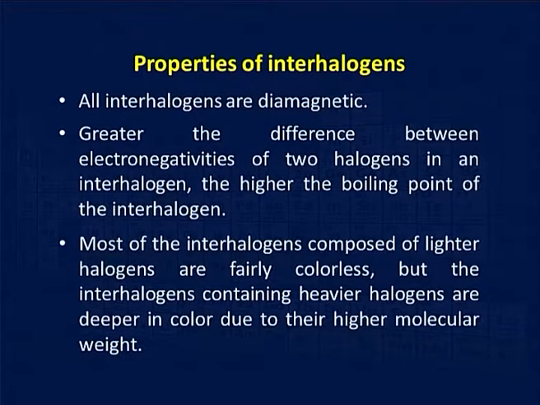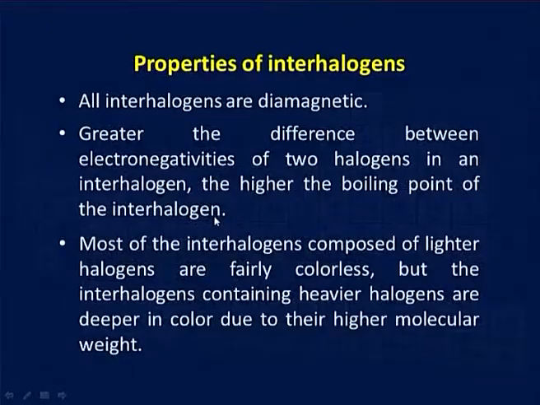The greater the difference between the electronegativities of two halogens in an interhalogen, the higher will be the boiling point of the interhalogen. This means the boiling point is related to the electronegativity. With an increase in the electronegativity difference between the two halogens, the boiling point is supposed to increase. Most interhalogens composed of lighter halogens are fairly colorless, but interhalogens containing heavier halogens are deeper in color due to their higher molecular weight.